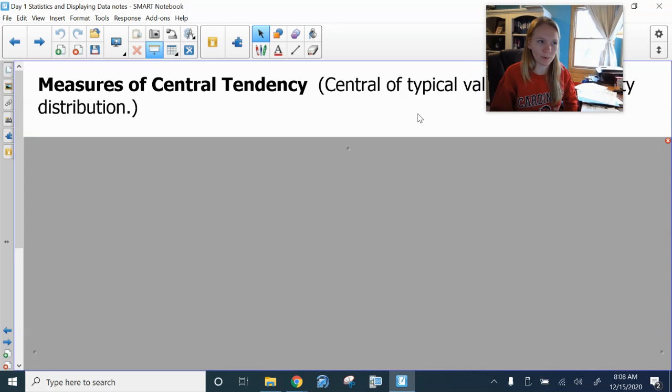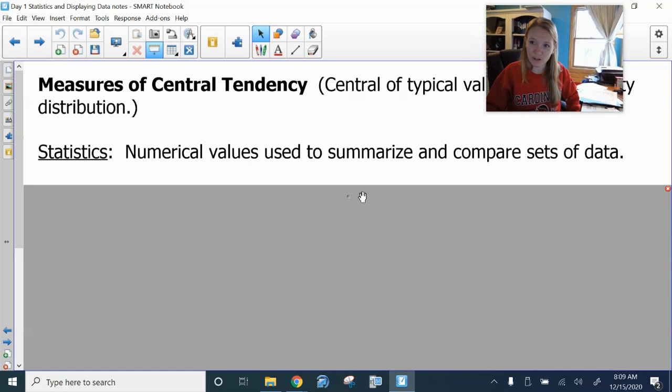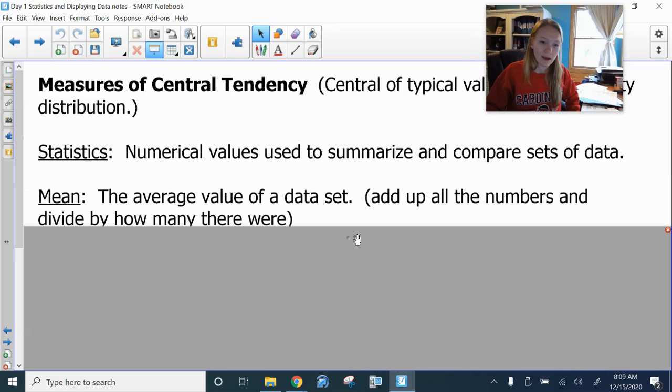So when we talk about class averages, we're talking about the centralized value that we all kind of revolve around, and there might be some people on the upper end of that average and some people on the lower end of that average, but that's how the average gets calculated. So that would be referring to statistics. They tend to summarize and compare sets of data.